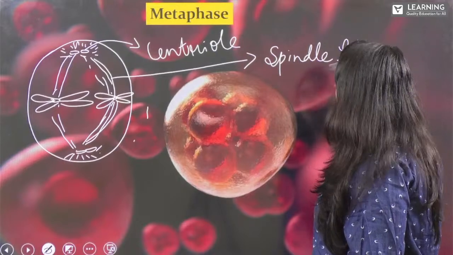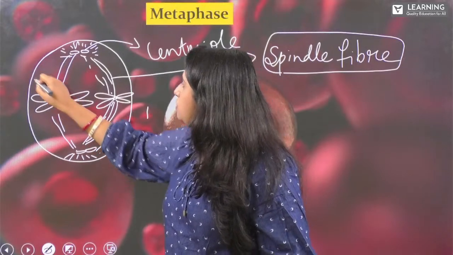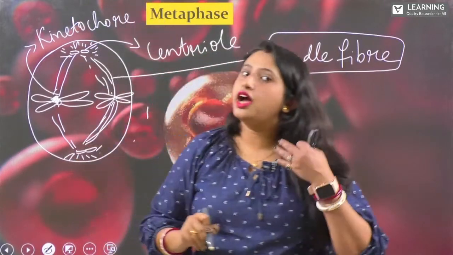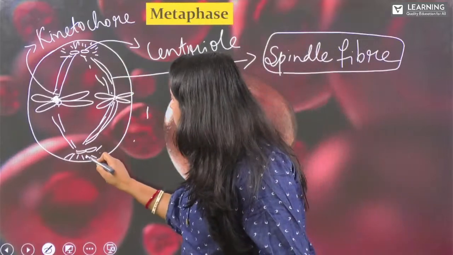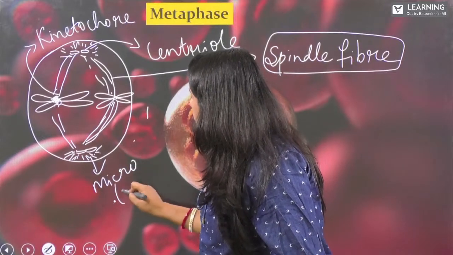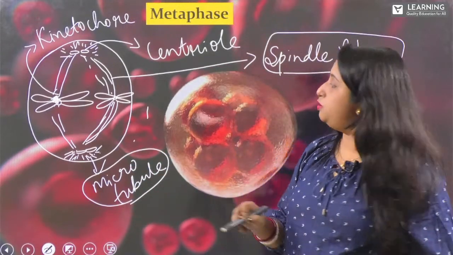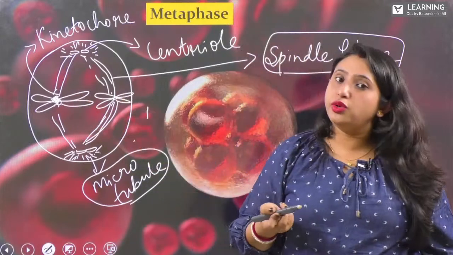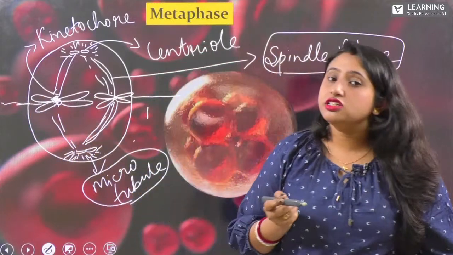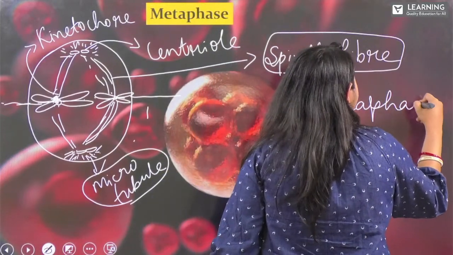Here you can see the formation of spindle fibers, and with the help of the kinetochore, you will also see kinetochore microtubules. This thread-like structure is known as the microtubules. Here you can see the formation of microtubules, which helps the chromosomes to arrange properly in the equatorial plate. As you can see, the chromosomes are properly arranged in the equatorial plate. This plate is also known as the metaphase plate.